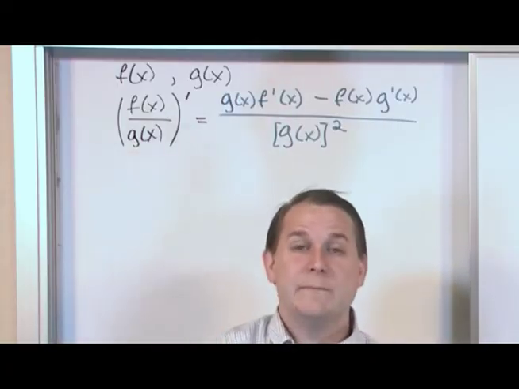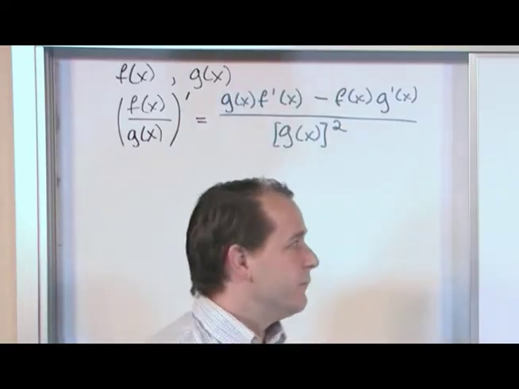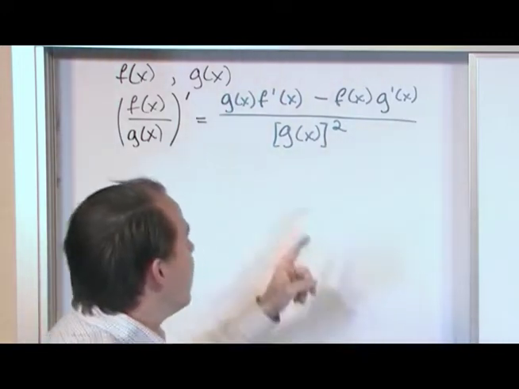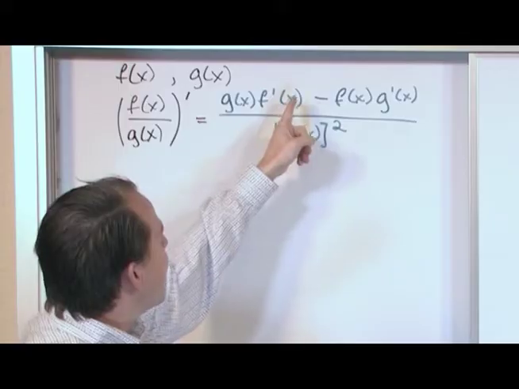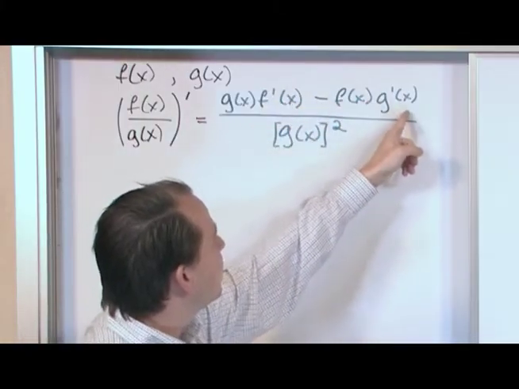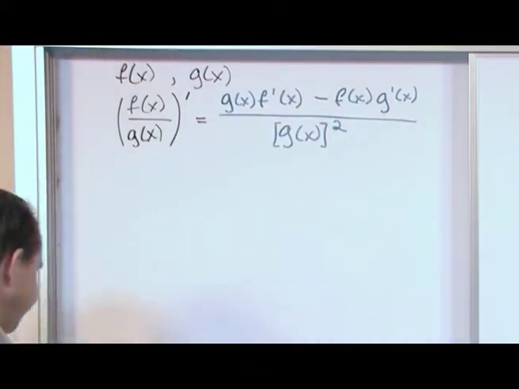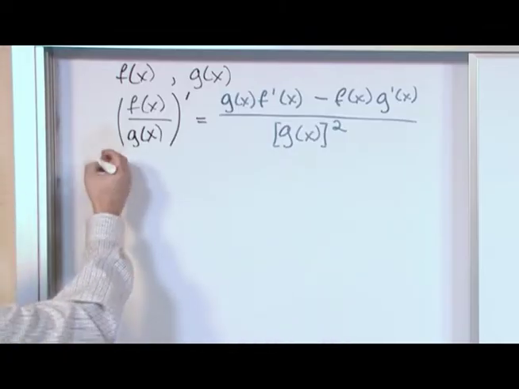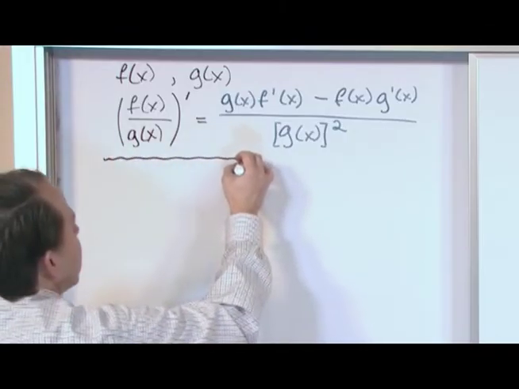Again, you need to memorize it because it'll make your life really easy. You may have your own ways of memorizing it. The way I do it is bottom times the derivative of the top minus the top times the derivative of the bottom over the bottom squared. All right, so let's go and see how we apply this. I'm going to leave it up there on the board.